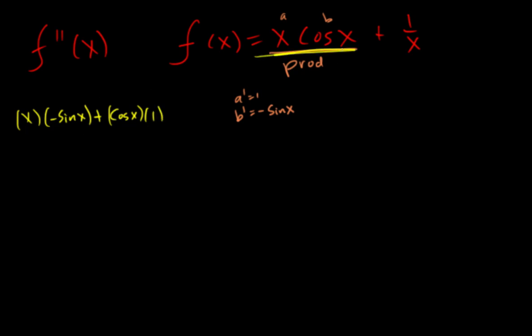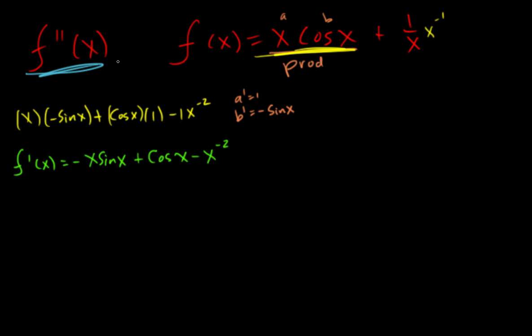Once again, this is just this thing. And then if we do the derivative of 1 over x, we're going to have to interpret that as x to the negative 1. So we bring the negative down in front, and then we're left with x raised to the negative 2. Okay, now let's do a little bit of simplification, and we'll write it. So this first part is going to be negative x sine x. This is just going to be cosine x. And this is going to be minus x to the negative 2. So that's the first derivative.